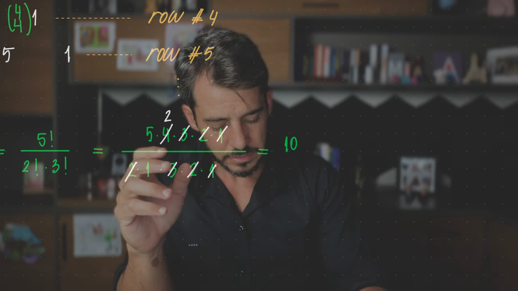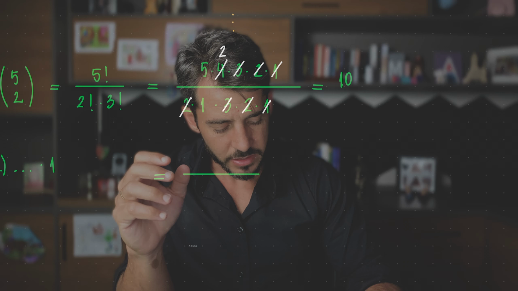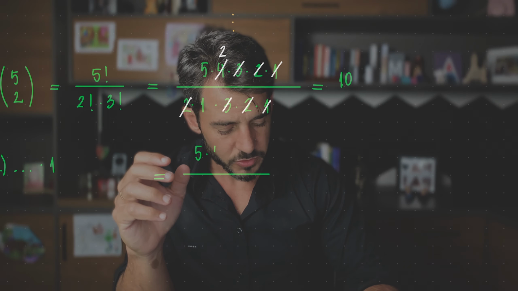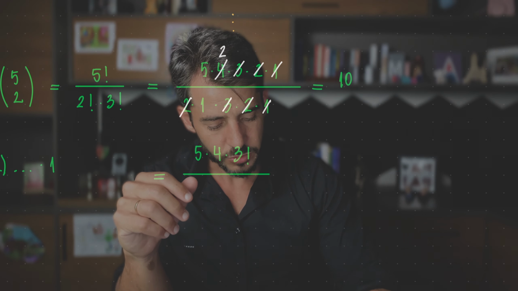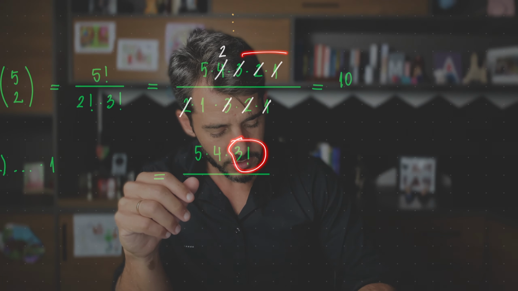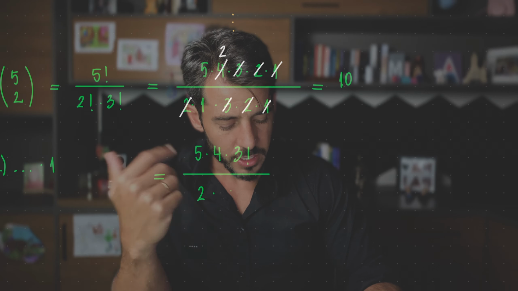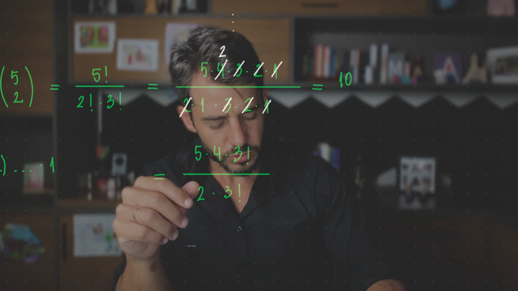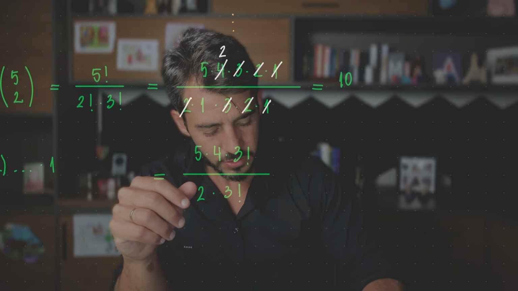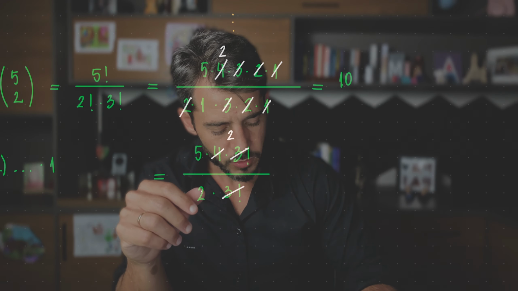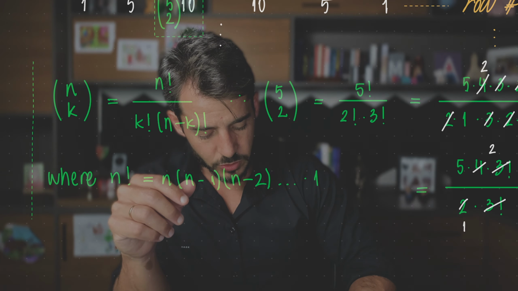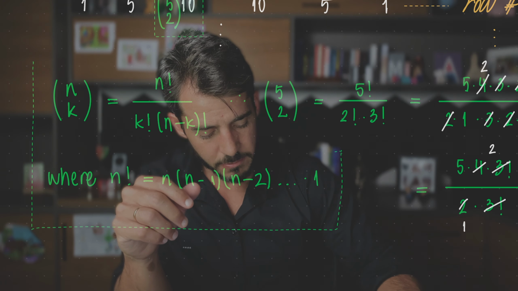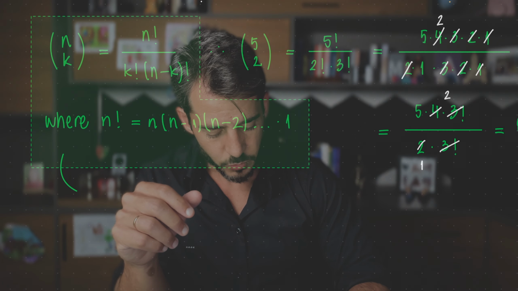There's a simpler way of simplifying these factorials. If you rewrite this 5 factorial as 5 times 4 times 3 factorial, given that 3 factorial is the remaining 3 times 2 times 1, and knowing that 2 factorial is just 2, we could simplify it like this. And of course, we would get the same number, the same 10. So this is how we find n choose k. And do remember the definition where this comes from.